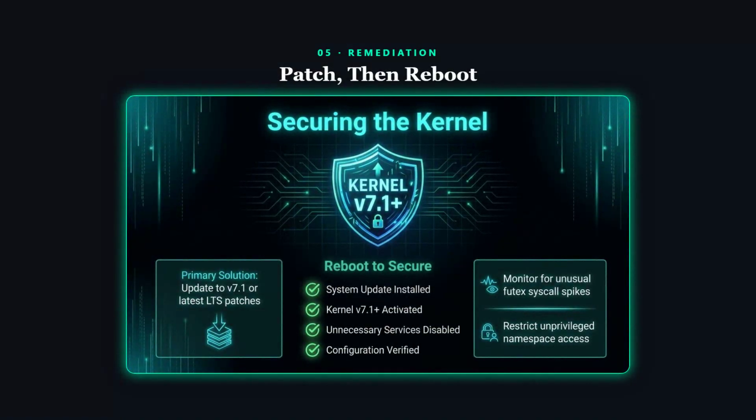Update the kernel to the patched release, version 7.1 or higher, as soon as you can. The corrected locking code closes the hole. Then reboot the machine so volatile memory is cleared and no lingering bad state survives. Patch, reboot, and confirm your isolation is back to normal. With a bug this reliable, there's no safe reason to wait.